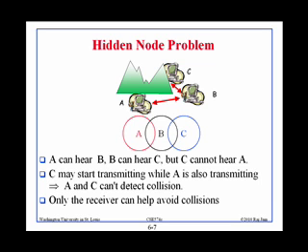Right? So this is called the hidden node problem. C is hidden for A and A is hidden for C. So a hidden node might be transmitting and you cannot hear them, but they will be colliding with your transmission. All right? And so the only person who can hear both is B, the receiver.